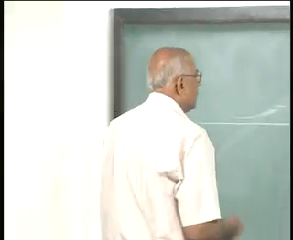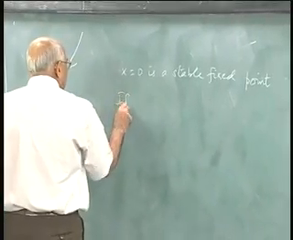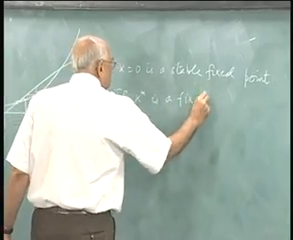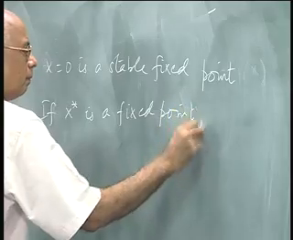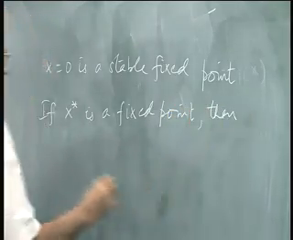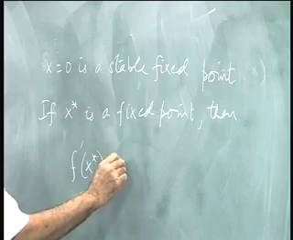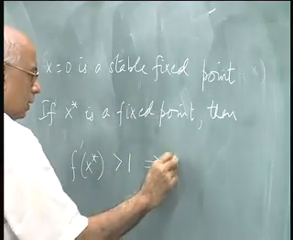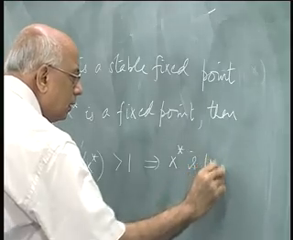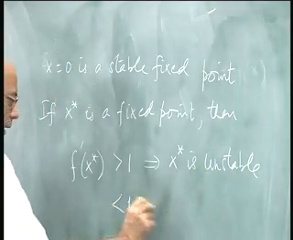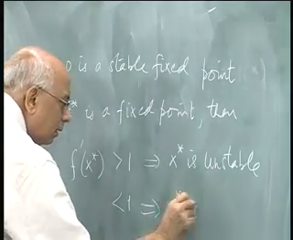So that is a simple criterion for whether a fixed point is stable or unstable. So if x star is a fixed point, then f prime of x star greater than 1 implies x star is unstable, less than 1 implies x star stable.